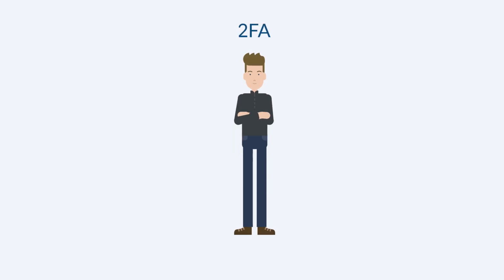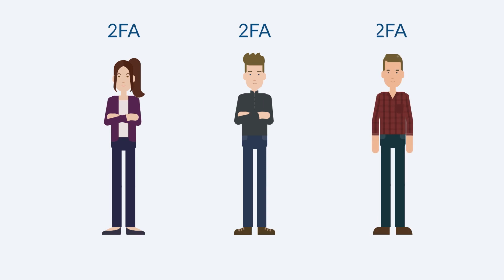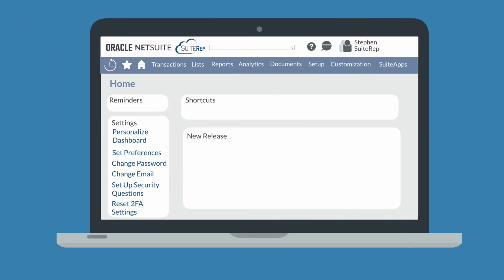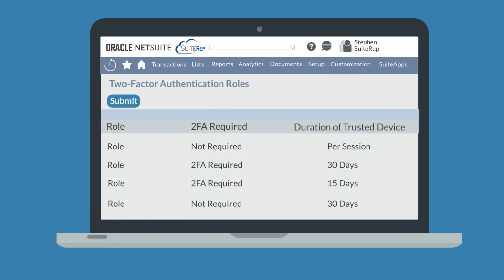The administrator role is the only role that automatically requires 2FA, but administrators can require 2FA for other roles as well. To make 2FA mandatory for other roles, administrators must navigate to Setup, Users Roles, Two-Factor Authentication, Two-Factor Authentication Roles. On this page, administrators can determine which roles should require 2FA. They can also decide the time frame of devices being trusted after they have put in the verification code, with 30 days being the maximum amount of time devices will be trusted.